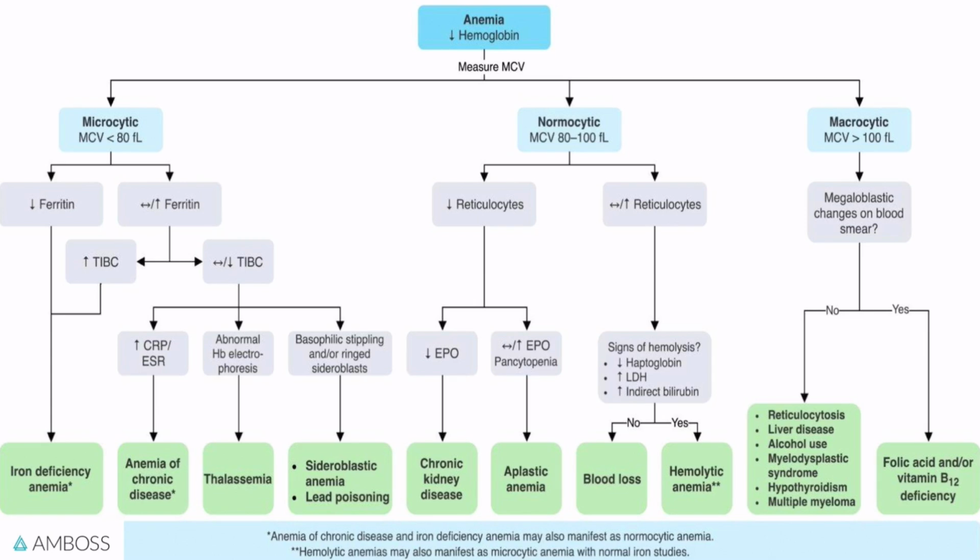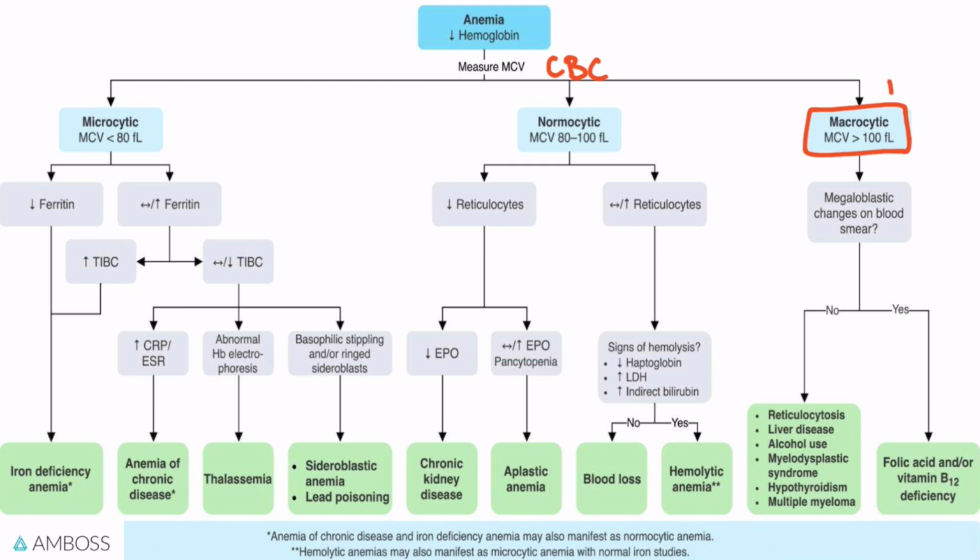Here is an AMBOSS algorithm showing the diagnostic workup of anemias. We can see that in this image, anemia is broken down into microcytic, normocytic, and macrocytic anemias. So the first step is to measure the MCV, which we do with a CBC. And if the MCV is greater than 100, we're in the category of macrocytic anemias.